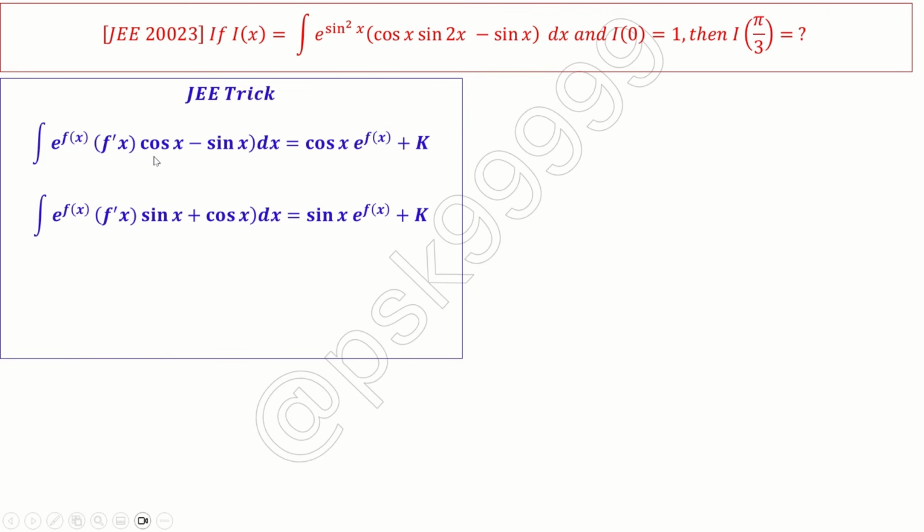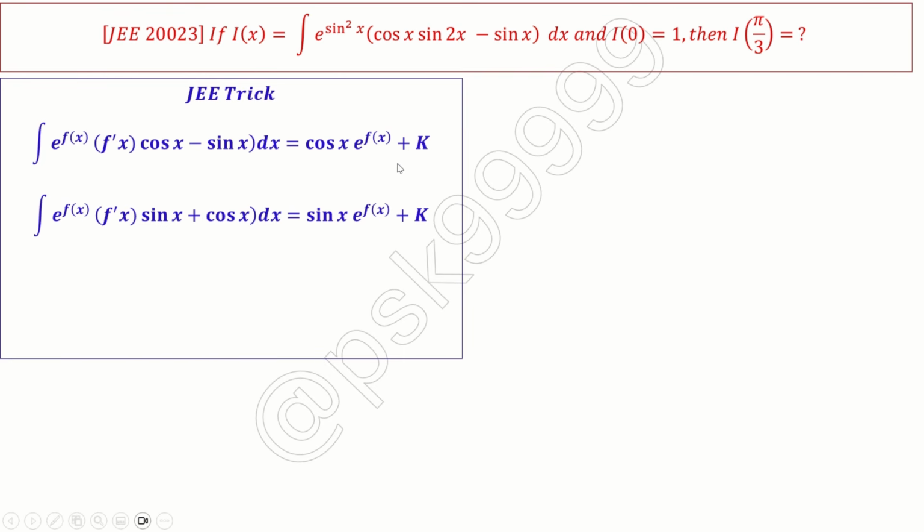Similarly, if sin and cos are exchanged, it will become sin x plus cos x. Then you may question how to remember this one. This is simple. Cos x differentiation is minus sin x. Sin x differentiation is cos x plus cos x. So this is how we should remember. And in this case, this will become sin x into e to the power of f of x plus constant. Now how do you prove this? Derivation is difficult, but proving is very easy.